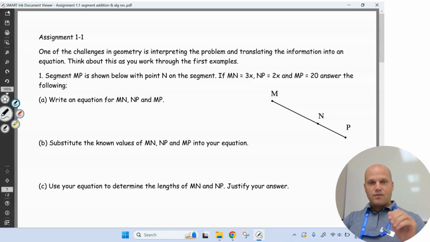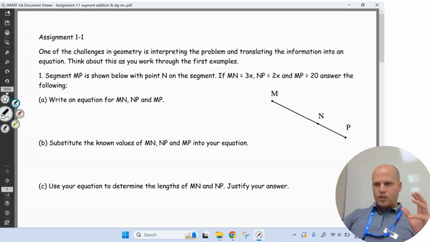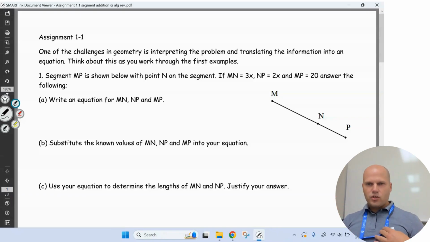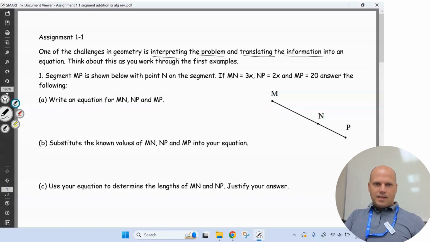So you'll see lots of solving equations with this, with some context of what if we have this situation with these kinds of shapes. We want to interpret the problem, translate the information, answer the questions. So we can see line segment MP. We have MN is equal to 3x, NP is equal to 2x, and MP is equal to 20.